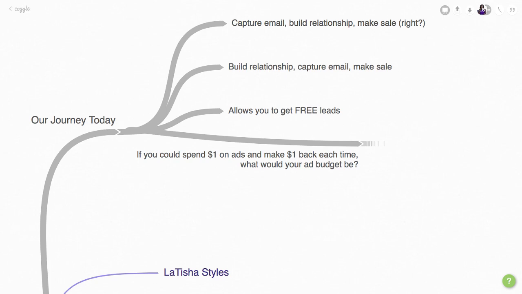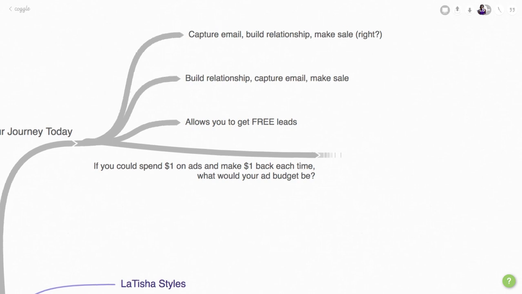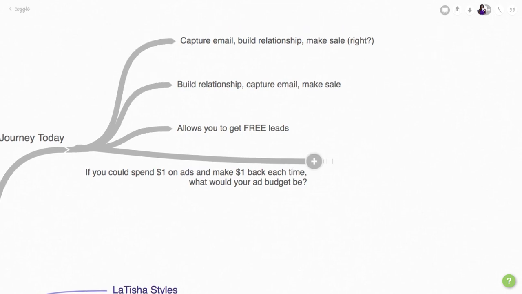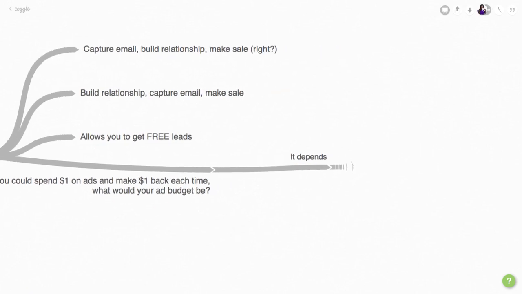Okay. This is going to allow you to get free leads, as I mentioned. And if you were able to spend $1 on ads and make $1 back each time, what do you think your ad budget would be? We kind of already talked about this. And the answer is it depends.